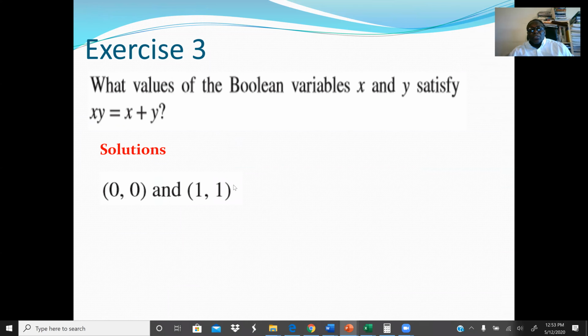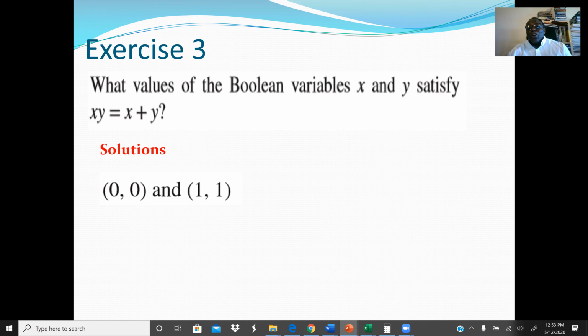Then exercise 3, they say what values of the Boolean variables S and Y satisfy SY equal to S plus Y. So the solution will be either they are 0, 0 and also 1, 1. Which means, for example, if S is 0 and Y is 0, 0 times 0 is 0. 0 plus 0 is also 0. Or if both of them are 1, 1. So 1 times 1 is 1. 1 plus 1 is 1.